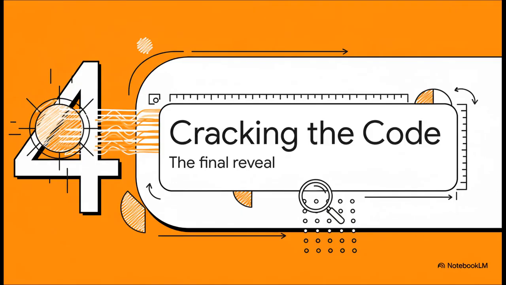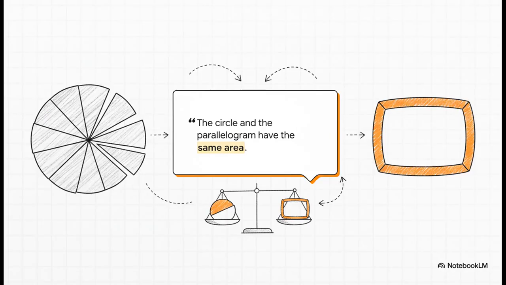Okay, this is it. We have all the pieces of the puzzle. We took the circle, we rearranged it, and we figured out the dimensions of the new shape using parts from the original one. It is time for the final reveal. And here's the most important principle to remember. Because all we did was rearrange the pieces, the area hasn't changed one bit. The area of our new parallelogram is exactly the same as the area of our original circle.